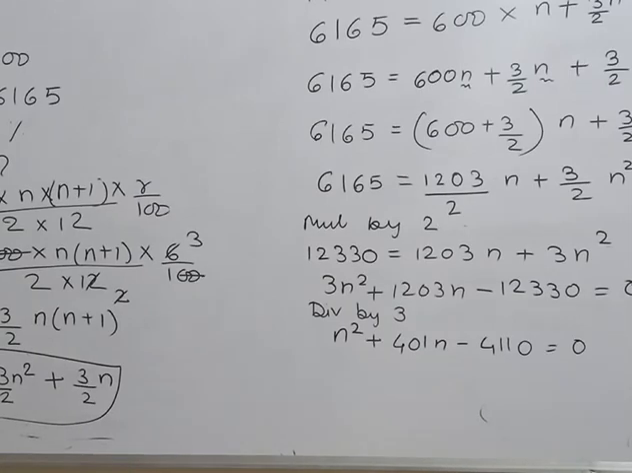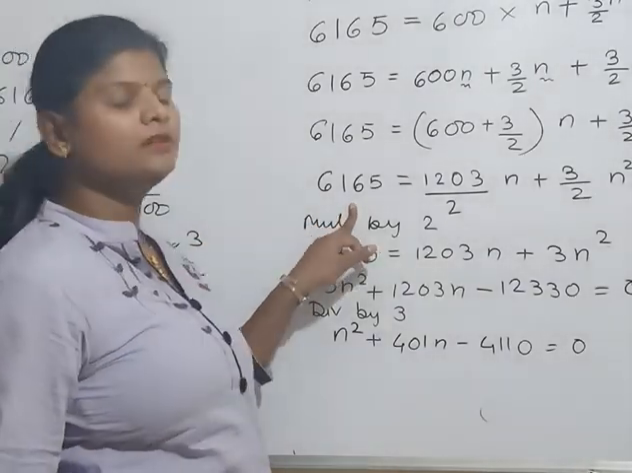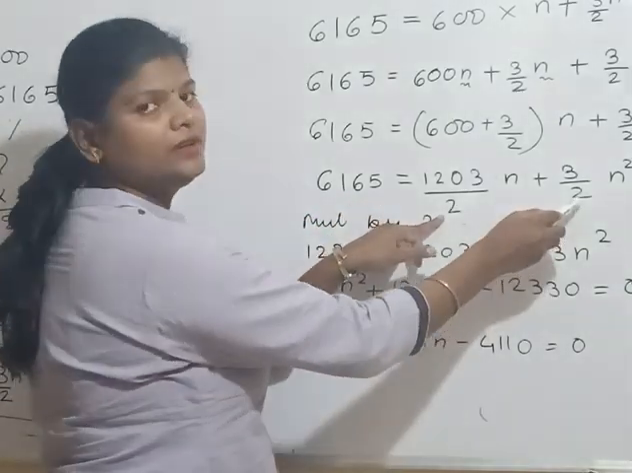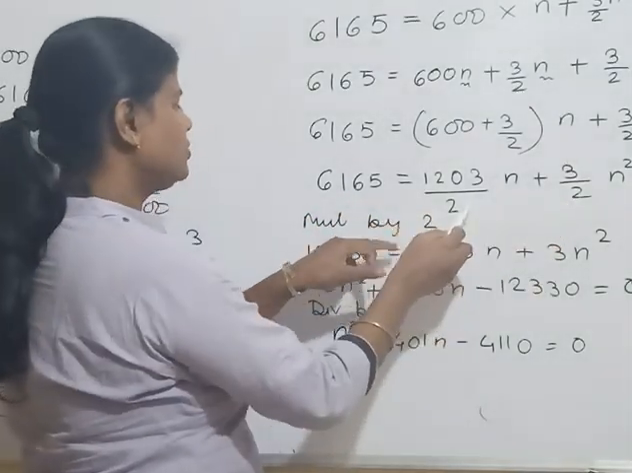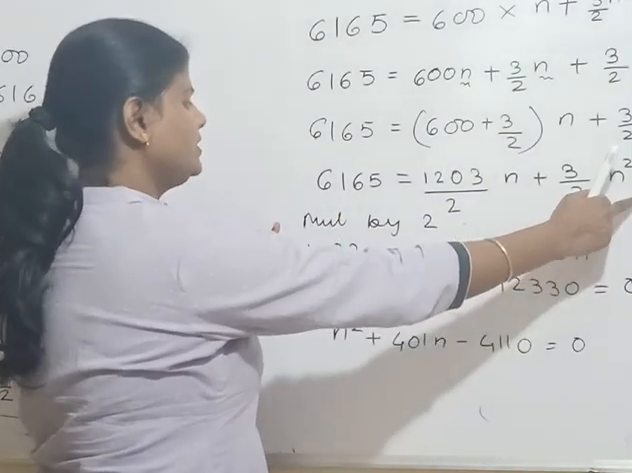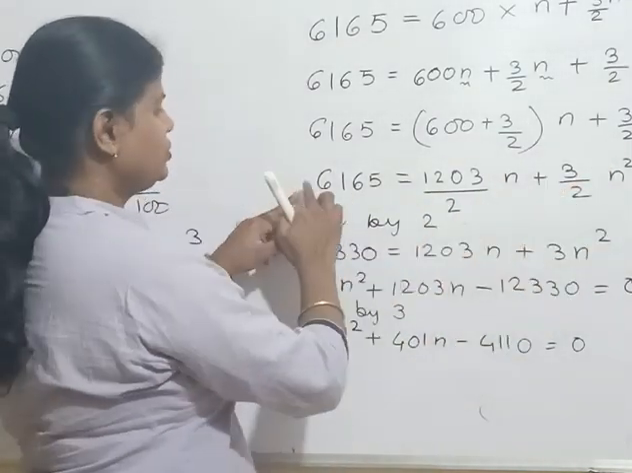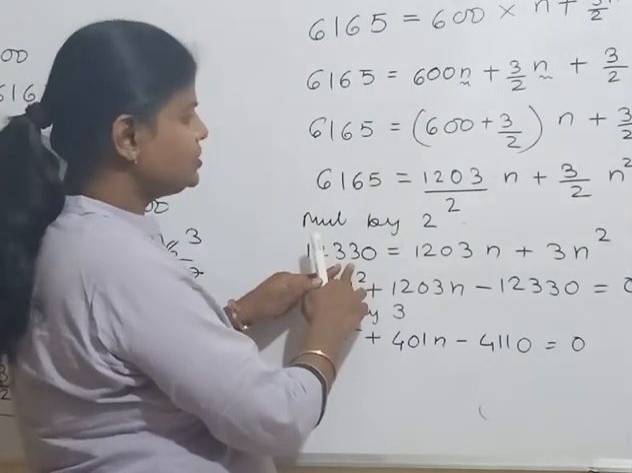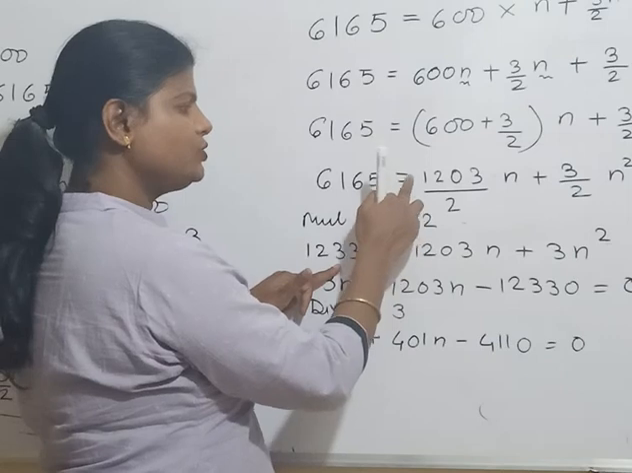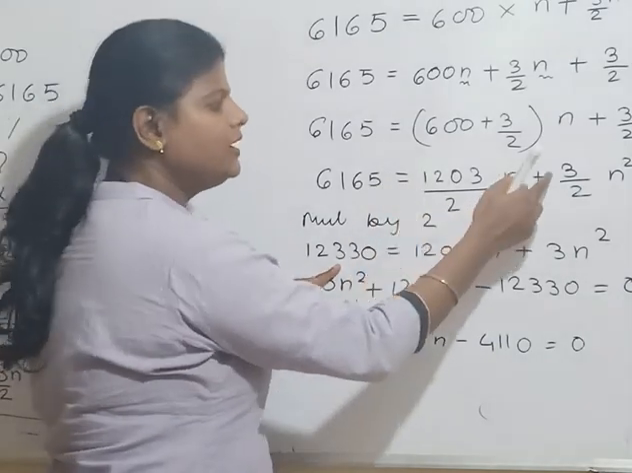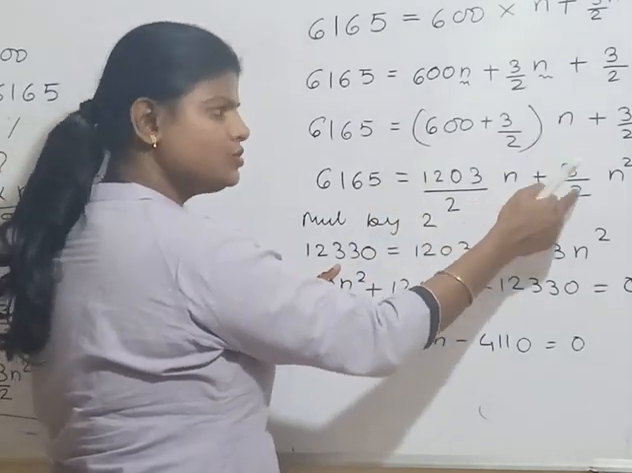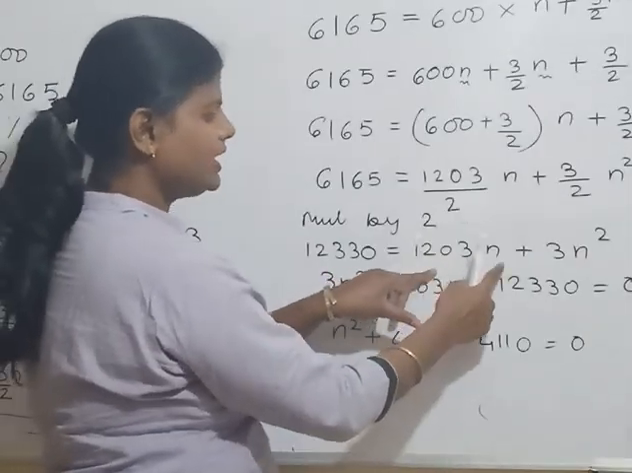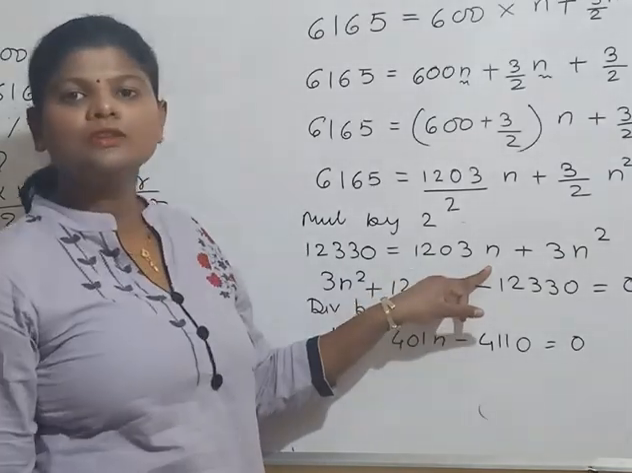Now we have seen this problem till here. Now if you see, in both places the denominator 2 is there, so I am multiplying this complete equation by 2. So 6165 into 2, I will get 12330. Then here multiplying by 2, this 2 and this 2 will get cancelled. Same way here, multiplying by 2, 2 and 2 will get cancelled. So what I am getting is 1203n and then 3n square.